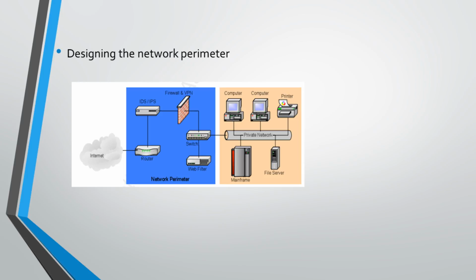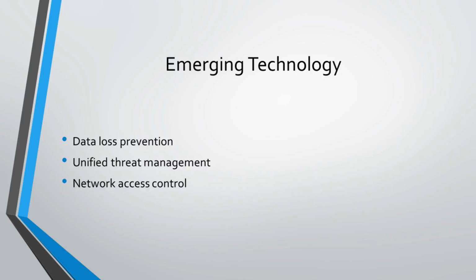Router and firewall separate the internet from a private network. The IDS or IPS monitors all the traffic, and the VPN provides remote access, all of which provide the necessary defense in depth features for the perimeter.